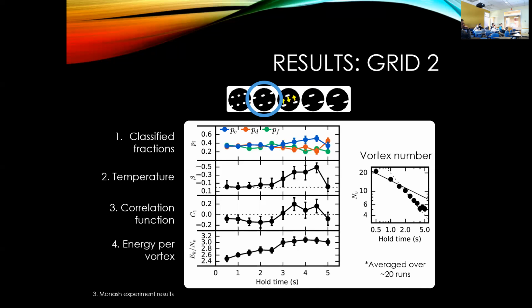And likewise, you can plot the energy per vortex, the energy in the flow field of the vortices, which we can calculate numerically. That's just an approximation, but again, that shows basically the same behavior.